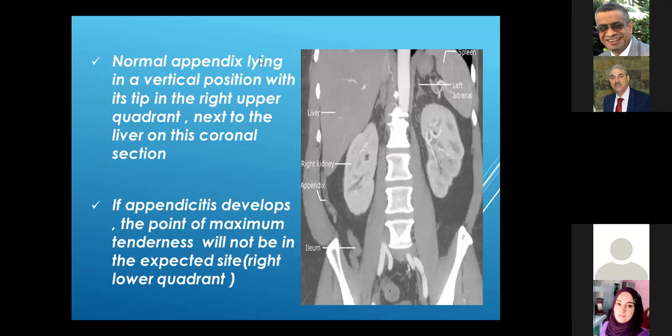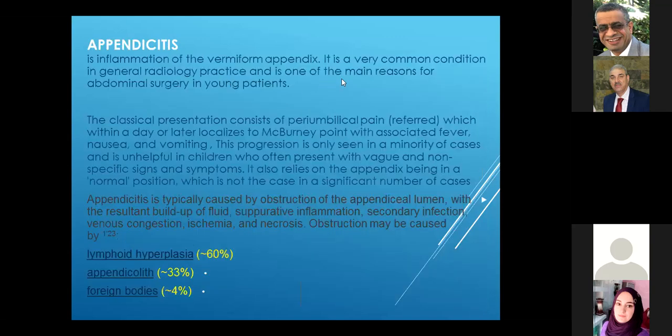Appendicitis is inflammation of the appendix. It is a very common condition in general radiology practice and is one of the main reasons for abdominal surgery in young patients. The classical presentation is periumbilical pain, which within a day or so localizes to McBurney's point with associated fever, nausea, and vomiting. This progression is only seen in a minority of cases and is unhelpful in children, who often present with vague and non-specific signs and symptoms. It also relies on the appendix being in a normal position, which is not the case in a significant number of cases.